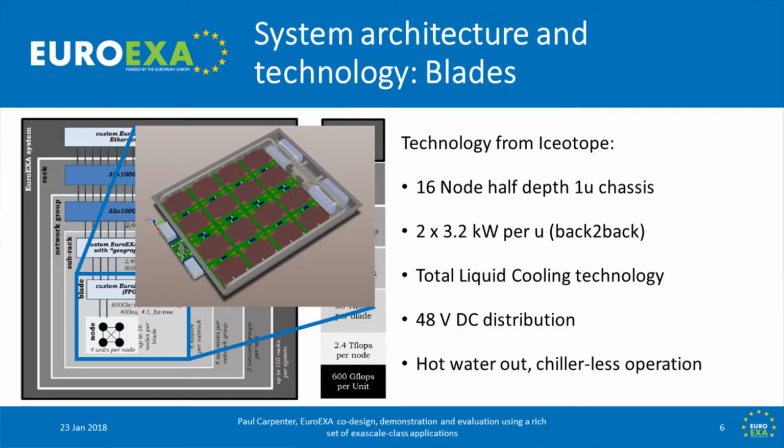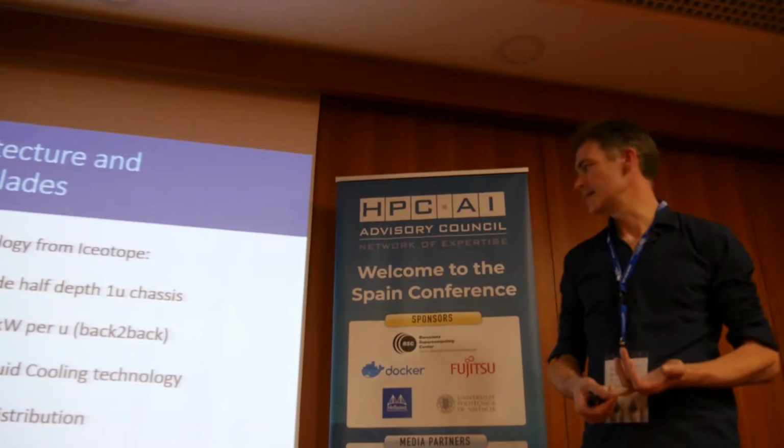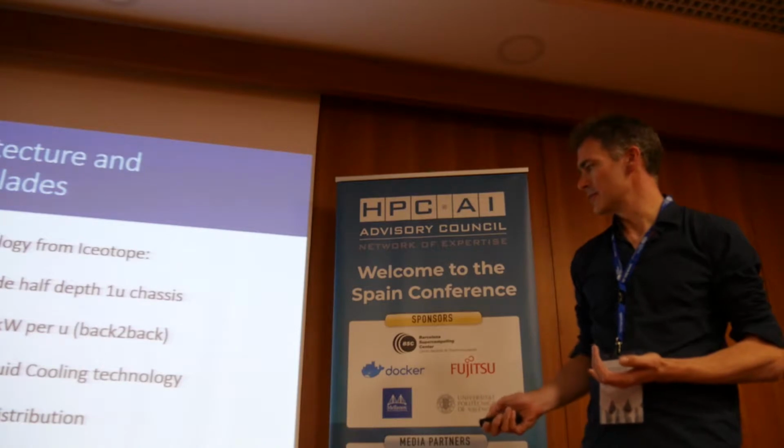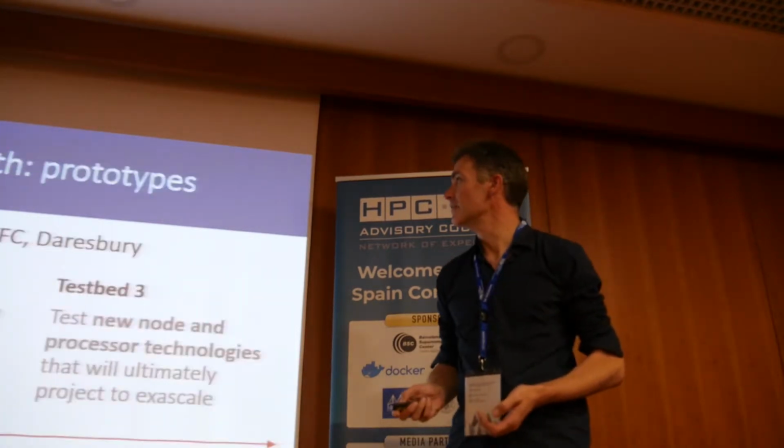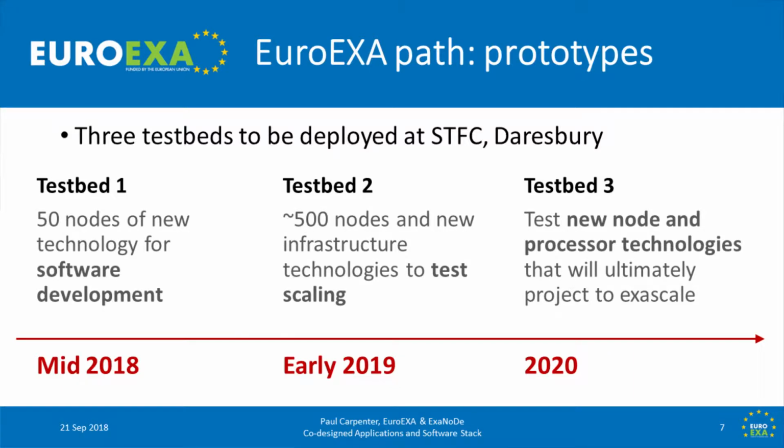The blades, Peter also mentioned, we have 16 cards in a blade, in a half-depth chassis, sort of power consumption, the innovative liquid cooling, low voltage DC power, and the hot water out, which is more the subject of Peter's talk. So we started the beginning of the project with testbed 1, which is based on the QFDB.